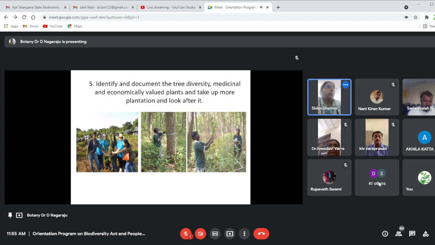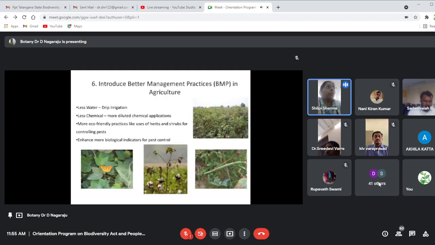Next, in your village, you can tell your parents, your farmers, your friends, your relatives how to go for organic farming, how to use pest controls and certain things, and you can do a small awareness program as a student and do so much to conserve biodiversity.